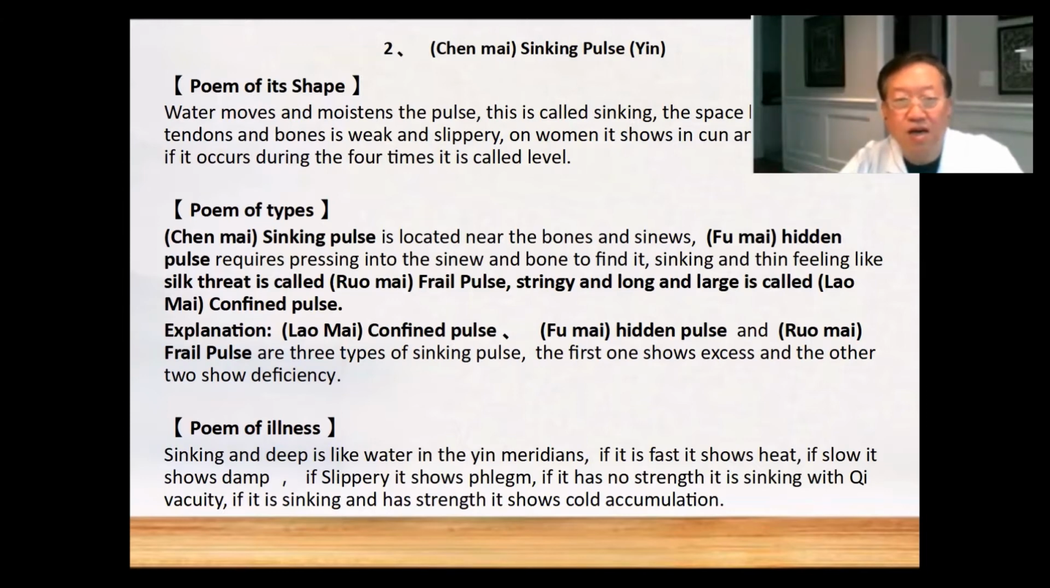Poem of illness. Sinking and deep is like water in the yin meridians. If it's fast, it shows heat. If slow, it shows damp. If slippery, it shows phlegm. If it has no strength, it is sinking with qi vacuity. If it's sinking and has strength, it shows cold accumulation.